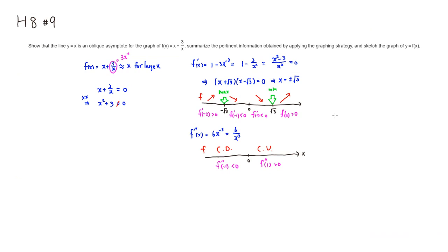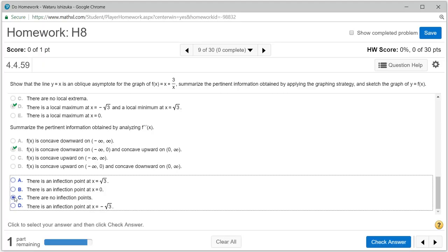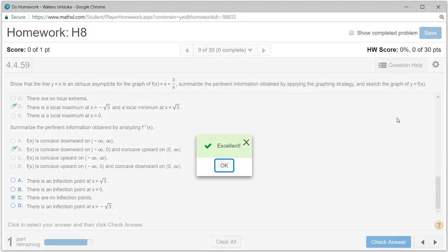All right, is there an inflection point? Let's see, 0 as an inflection point. Yeah, concavity changes at 0, but the function is not defined at 0. So actually, there's no inflection point. So there is no inflection point, so C. All right, we got that.